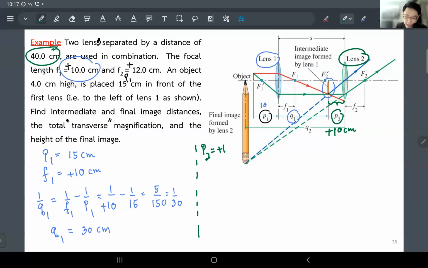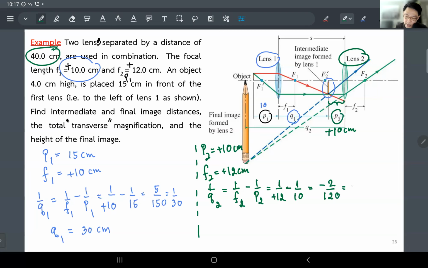P2 is positive 10. F2 is already given to be positive 12 centimeters. Now you can figure out Q2, your image location for the second lens. It's going to be 1 over F2 minus 1 over P2, so 1 over plus 12, subtracting 1 over 10. That gives you negative 2 over 120, which is negative 1 over 60. So that means your Q2 is negative 60, guys.